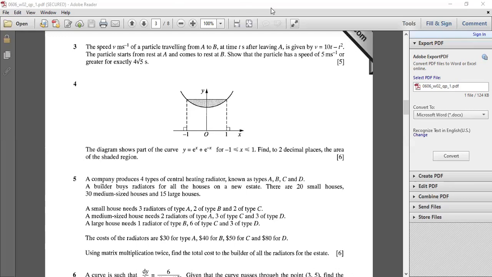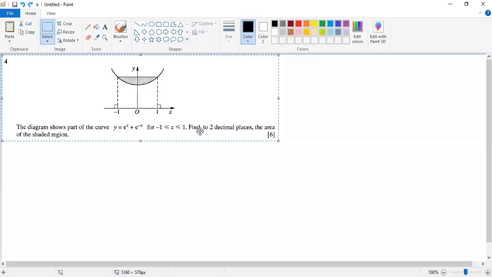Let's begin with question number 4. Okay, I'll move it to a whiteboard and we shall begin. So the diagram shows a part of a curve, y equals e to the power x plus e to the power of negative x, for the range of x between -1 and 1. Find, to 2 decimal places, the area of the shaded region.